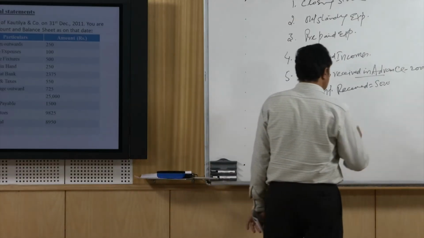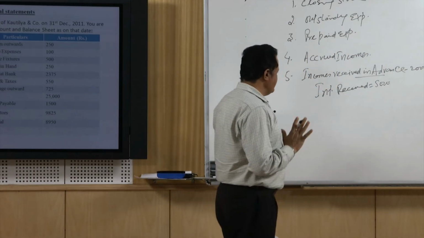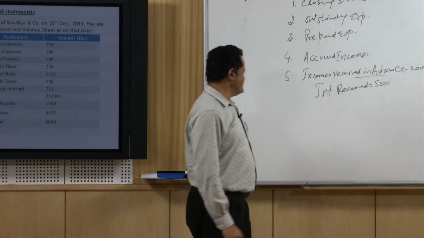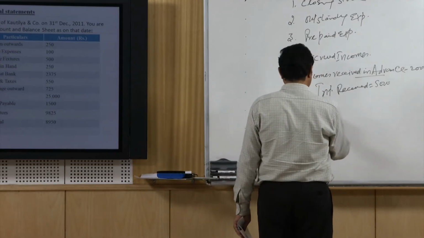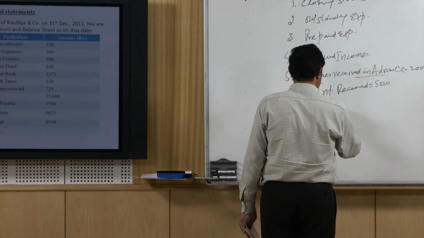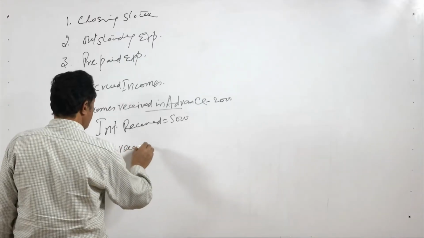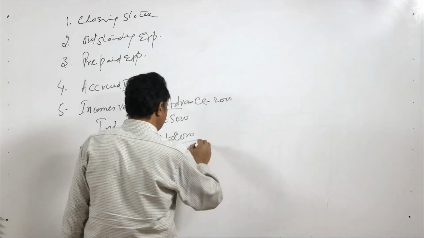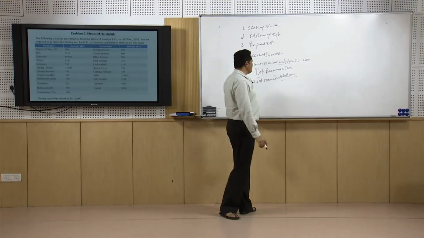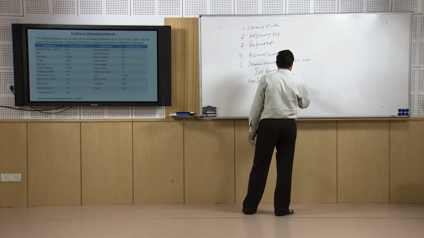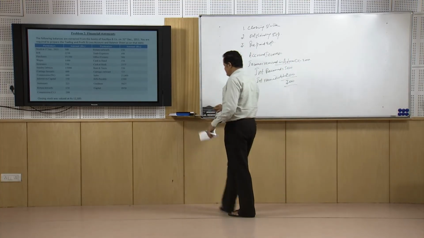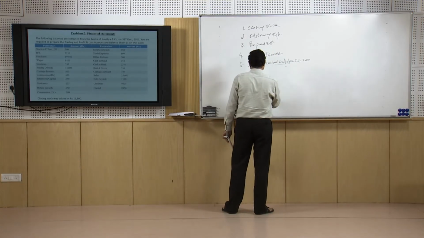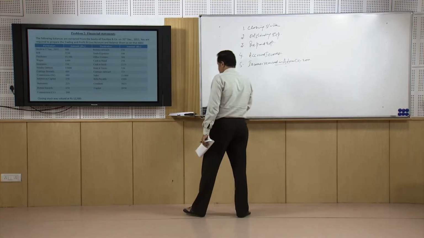It means that out of this 5000 rupees, the interest due for the current year is only 3000 rupees. So, what do I have to do? Less interest received in advance, that is 2000 rupees. That way you will calculate the total interest due for the current period, and that will be 3000 rupees. You will give the double treatment to it: one in the profit and loss account and second in the balance sheet.